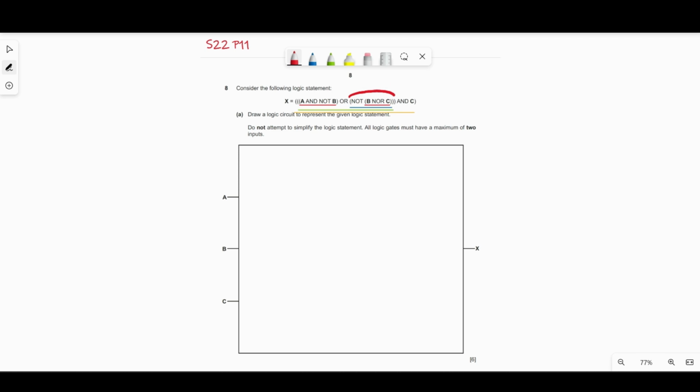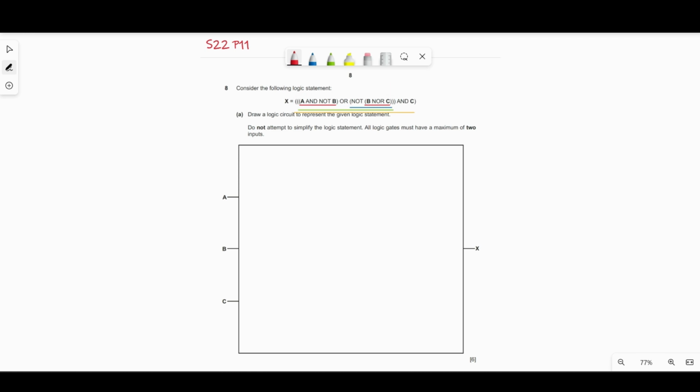The second to be solved is marked with the blue. Then we'll move towards joining them with the OR gate, marked with the green ink. Then finally we'll join the whole left-hand side with the right-hand side, marked with the orange ink. So we'll start solving them now.